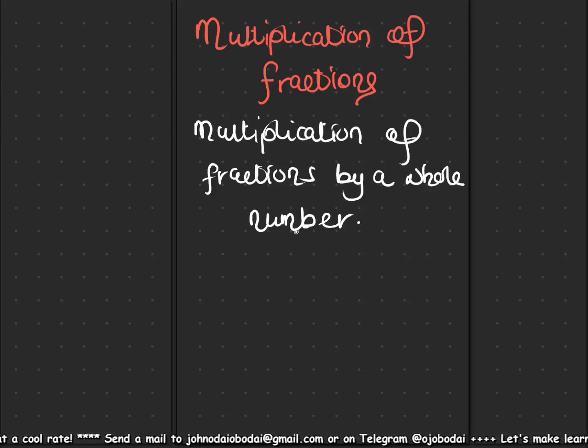When you want to multiply a fraction by a whole number, simply multiply the numerator by the whole number. That is all. Multiply the numerator of the fraction by the whole number you want to multiply by. The denominator remains the same. You do not touch the denominator. It is as it is.